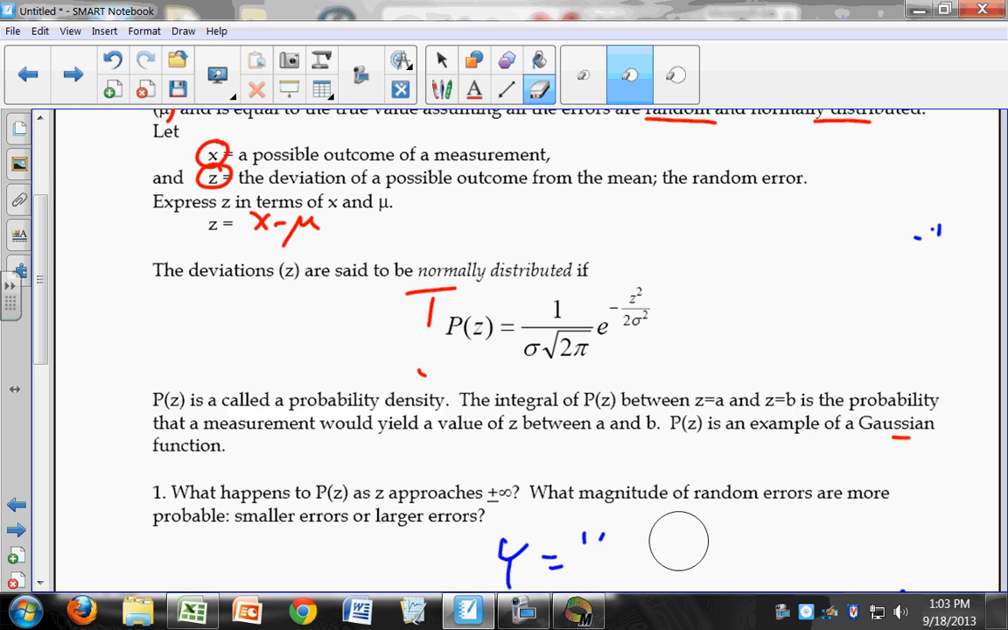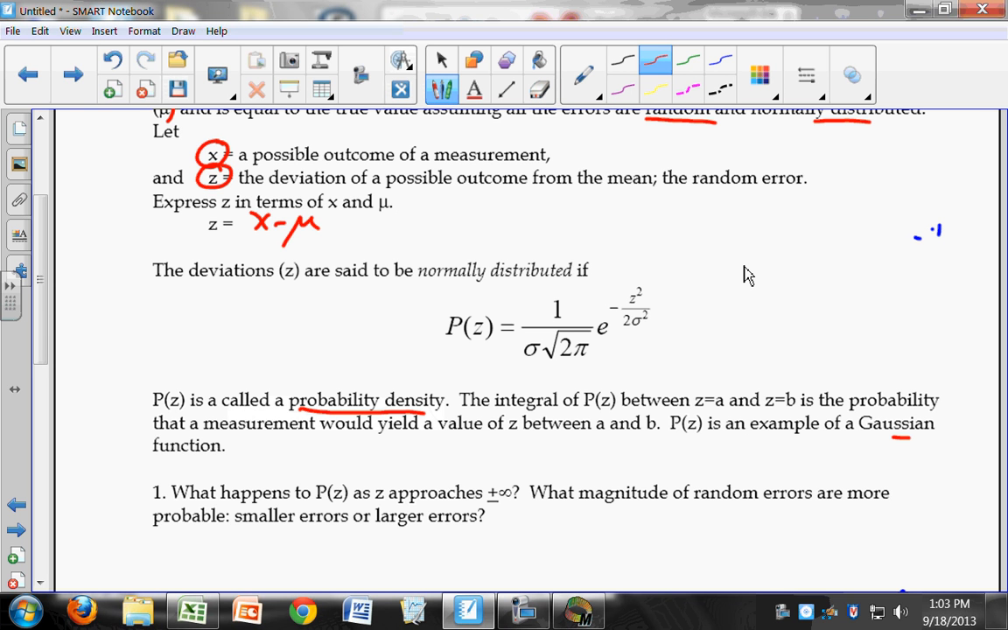So P of z is called the probability density function. Okay, so the integral of P of z dz from A to B is the probability that you're going to get a random error between z equals A and z equals B. In other words, the probability that your error would be somewhere between A and B. Okay? So P of z is an example of a Gaussian function.